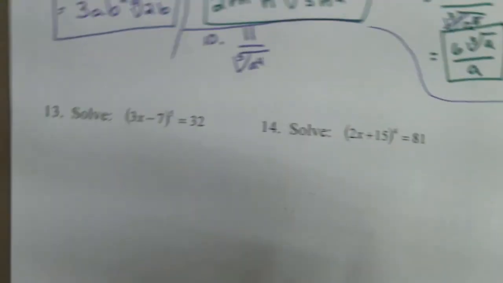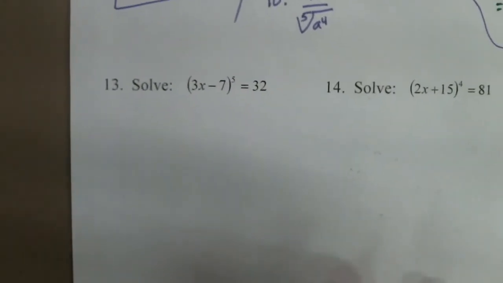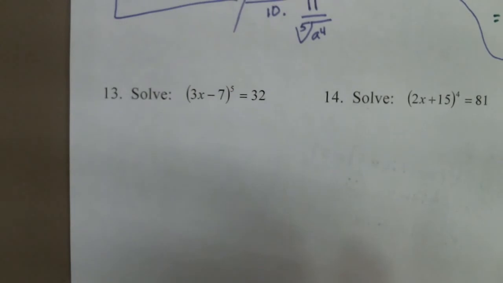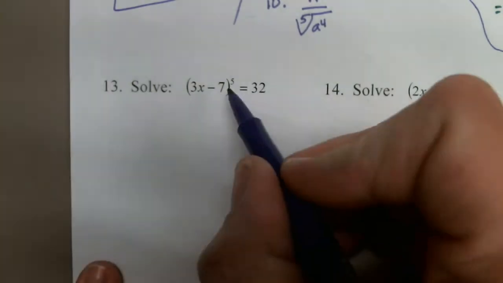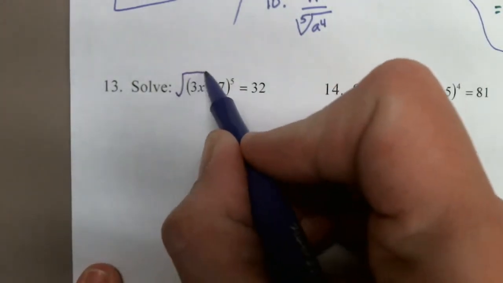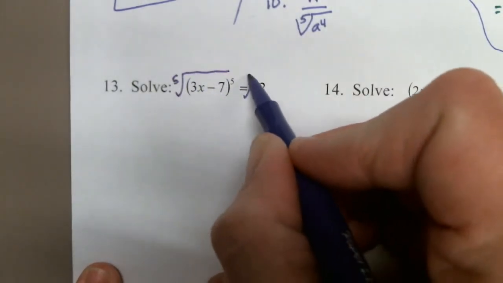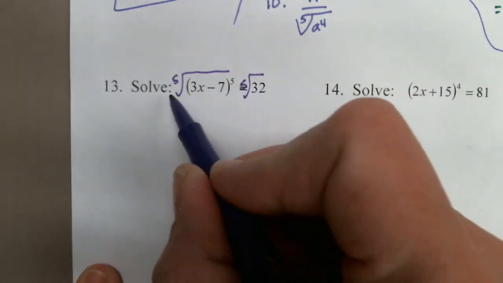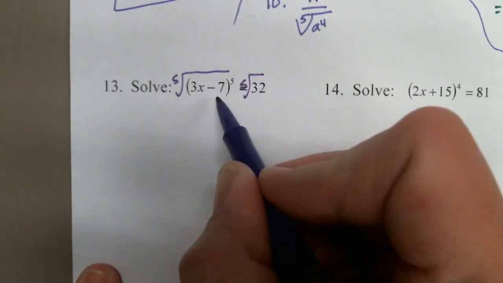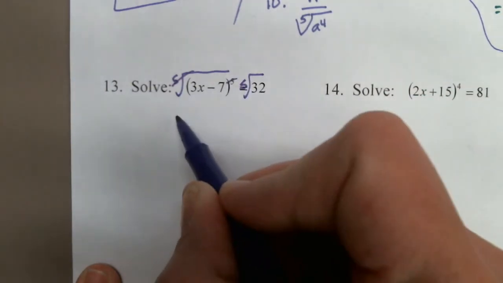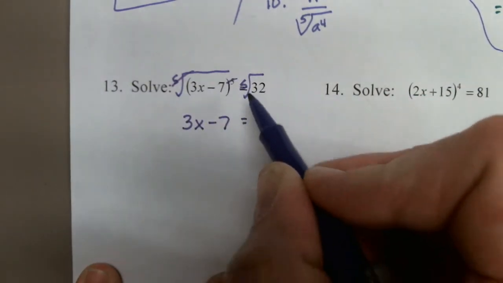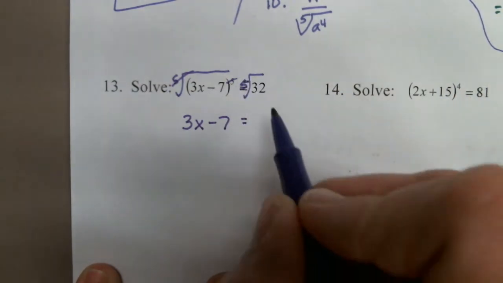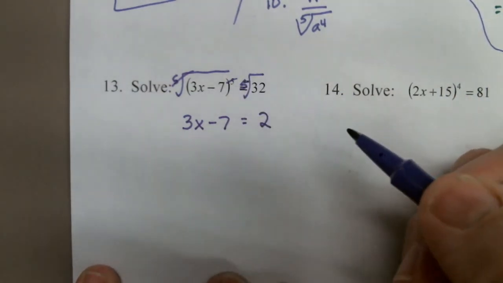All right, 13. We're solving for x. We have the quantity 3x minus 7 to the fifth power equals 32. Well, we need to get rid of this exponent first, so we're going to take the fifth root of both sides of the equation. So the fifth root of 3x minus 7 to the fifth, those cancel, so we end up with just 3x minus 7. On the other side, the fifth root of 32 is just 2.